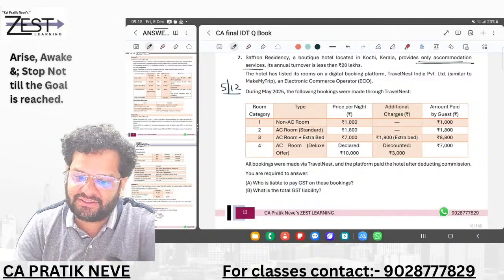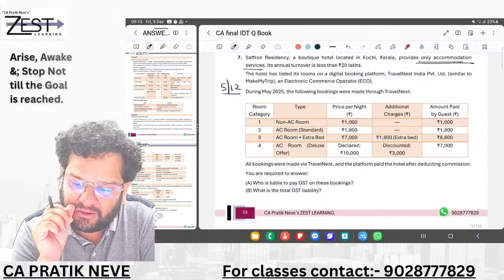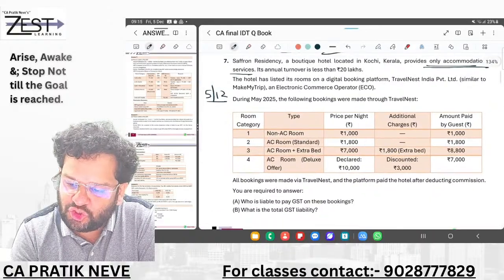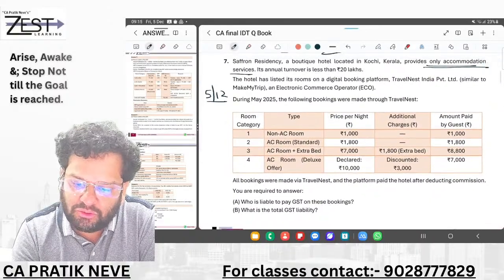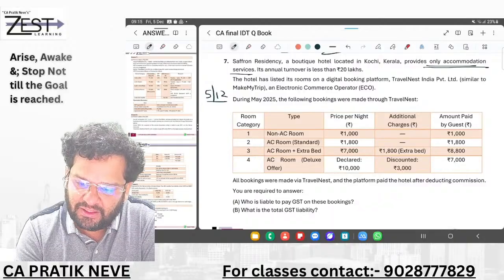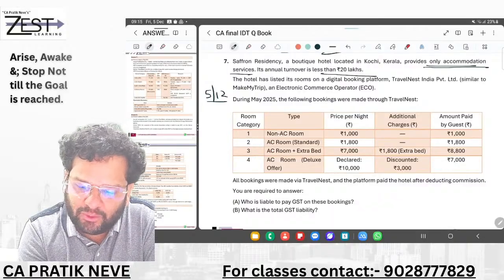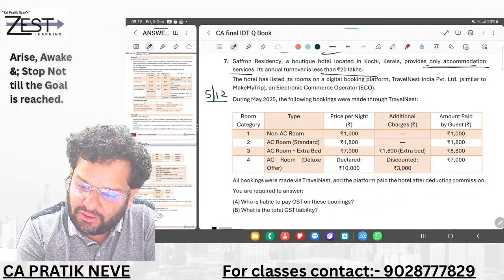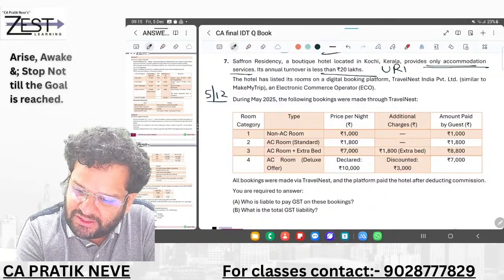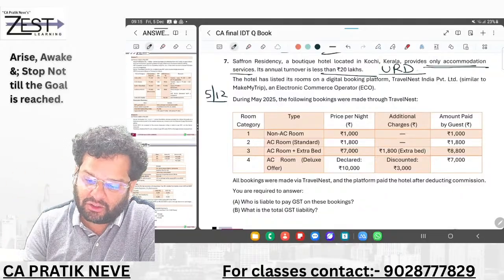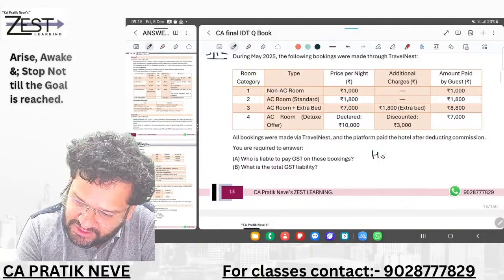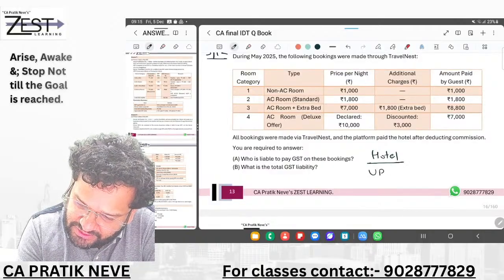So now the next question is: Saffron Residency, a boutique hotel located in Kochi, Kerala, provides only accommodation service. Its annual turnover is less than 20 lakhs. So maybe it is URD, unregistered. Friends, the hotel is unregistered.